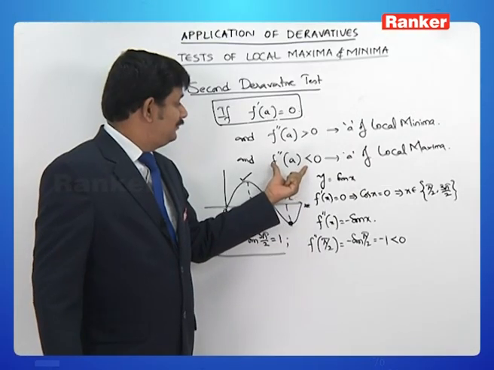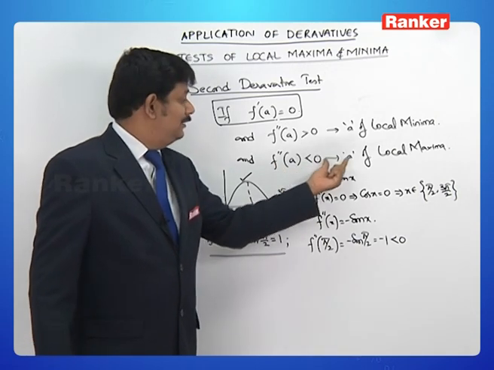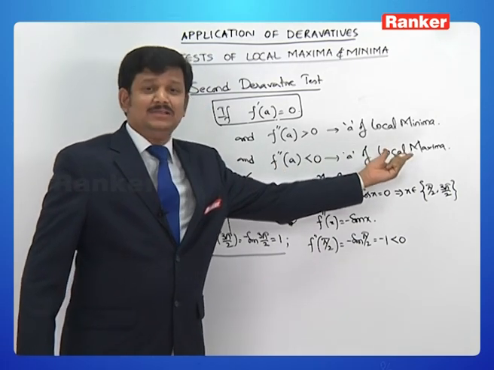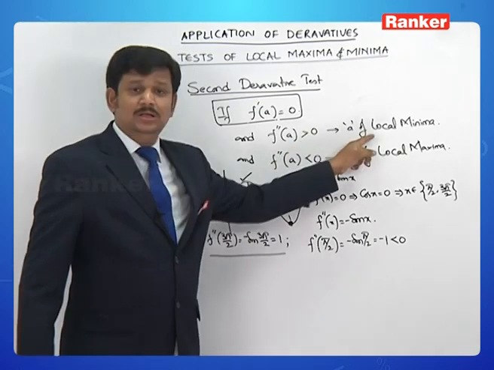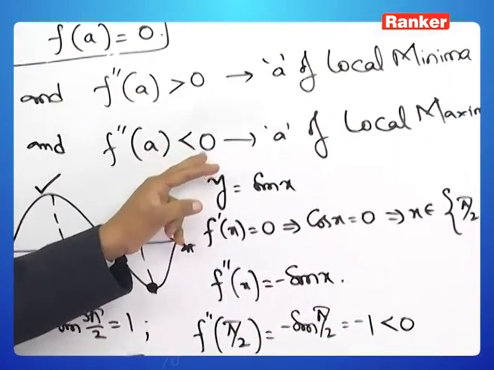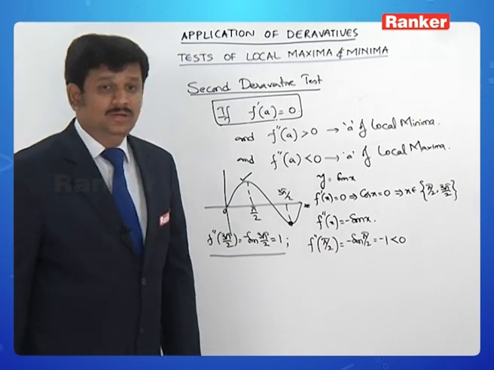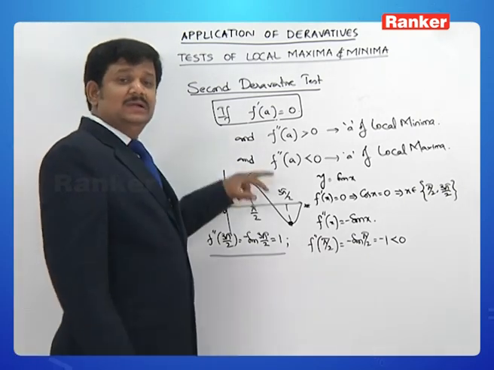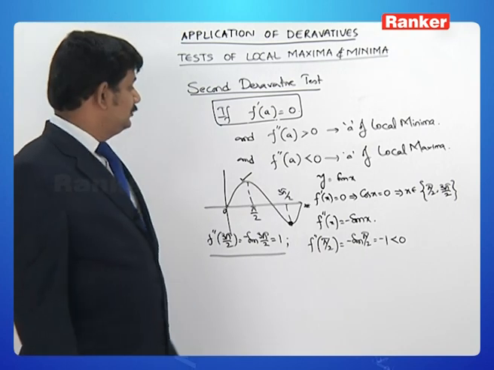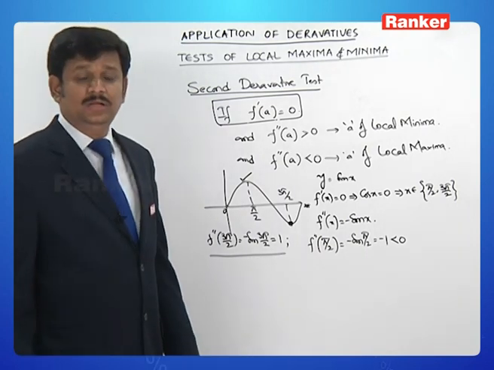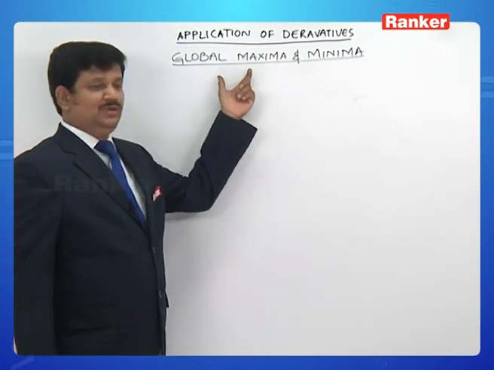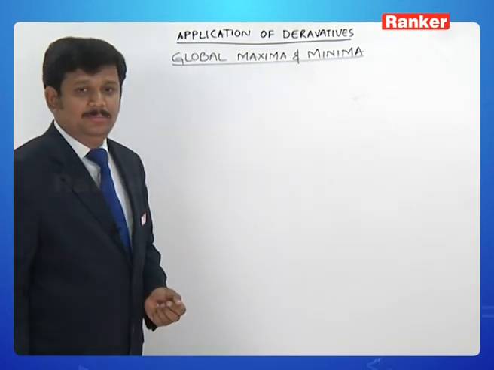If f double dash of a comes out to be negative, we conclude it to be a local maxima. F double dash a positive, minima; f double dash a negative, maxima. If f double dash of a is equal to 0, we cannot draw any conclusion. It is advisable to go back to the first derivative test and conclude whether it is a point of local maxima or local minima. Next, a simple concept of global maxima and global minima.